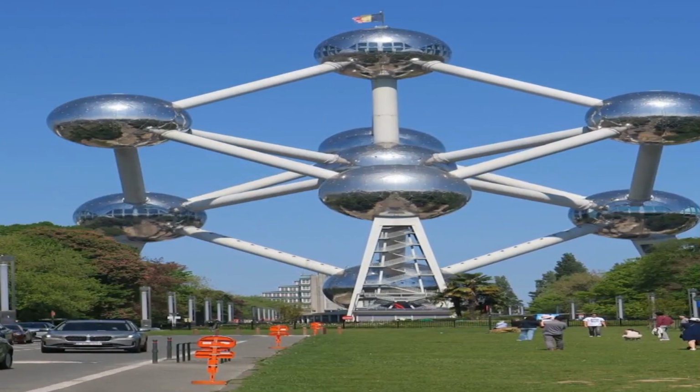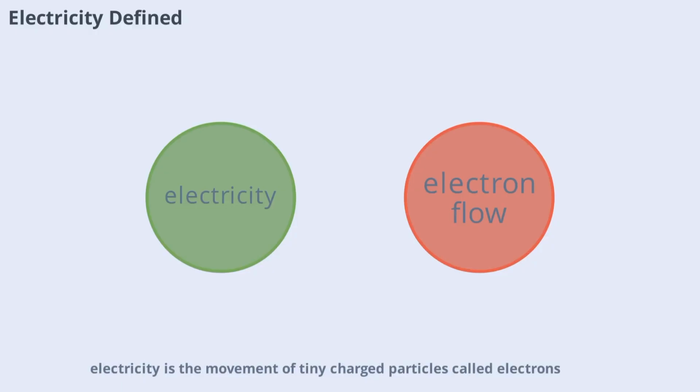But what is electricity? At its core, electricity is the movement of tiny charged particles called electrons. When these electrons flow through a material, we get an electric current. This current can be harnessed to do work, lighting a bulb, charging a phone, or running a computer. The concept is simple, but the implications are huge. Understanding this basic definition sets the stage for everything else we'll explore about electricity.